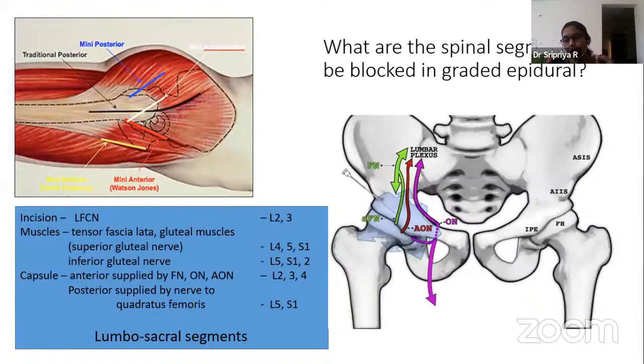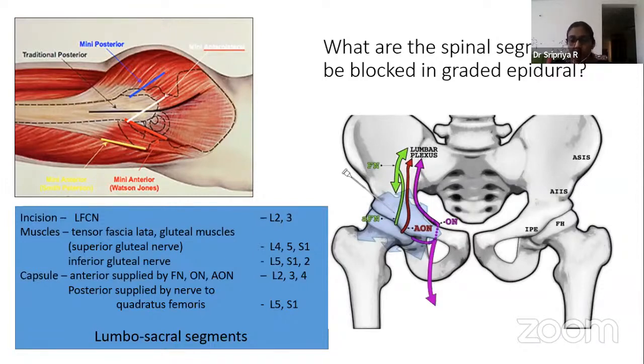So when we talk about the level, the segments to be blocked, in case of spinal, you should talk about the level. I want to block below T10. In case of graded epidural, the very advantage is the specific number of segments you want to block. So you should not say T10 to S5. I want to mainly block the lumbosacral segments, isn't it? That is the basic advantage, that you can make it segmental.